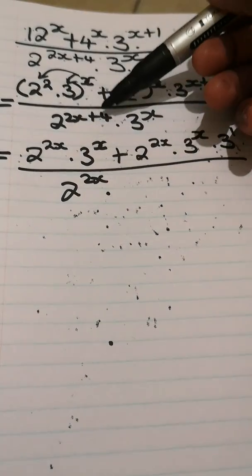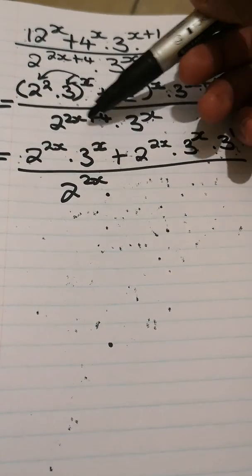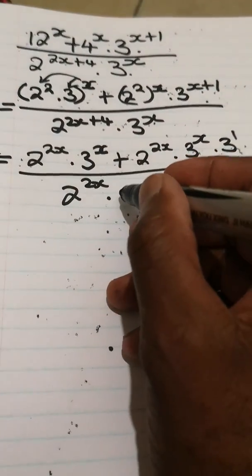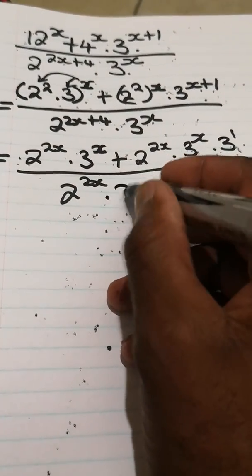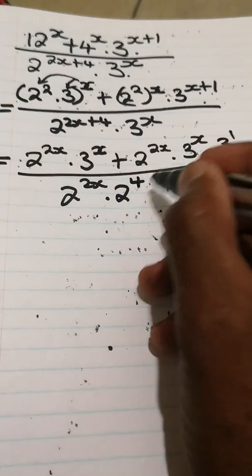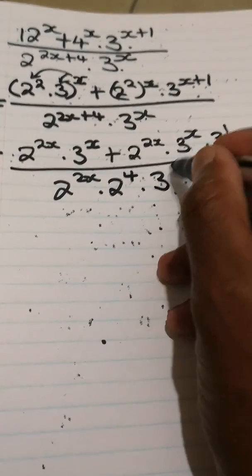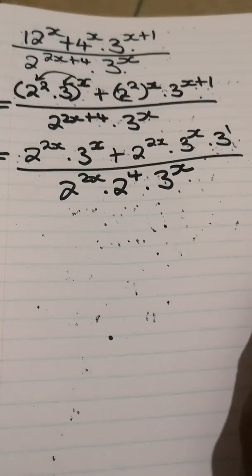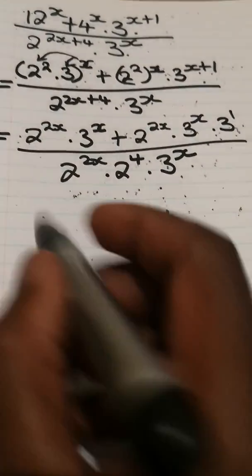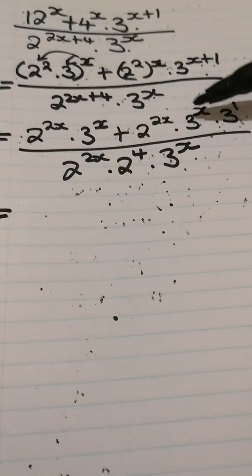Since we are adding exponents, it means we are multiplying common bases, so it's times 2 to exponent 4 times 3 to exponent x. So our denominator is fine. It's just one term. Then from there, we are now going to take out the common factor in the numerator.